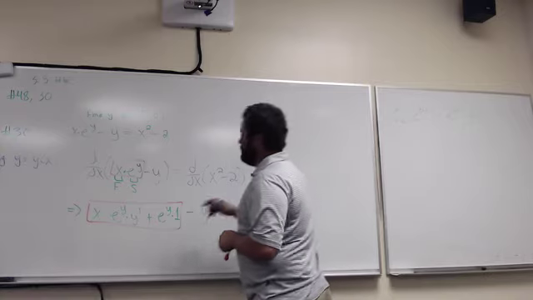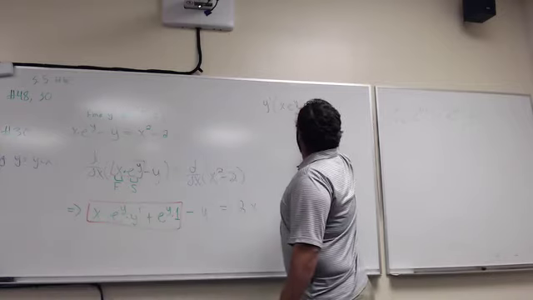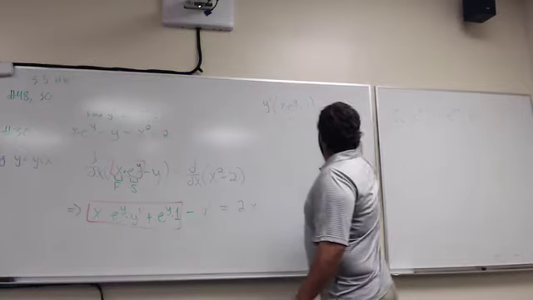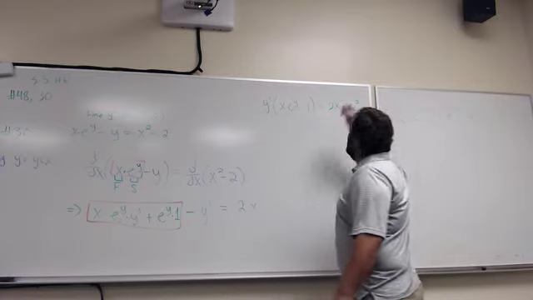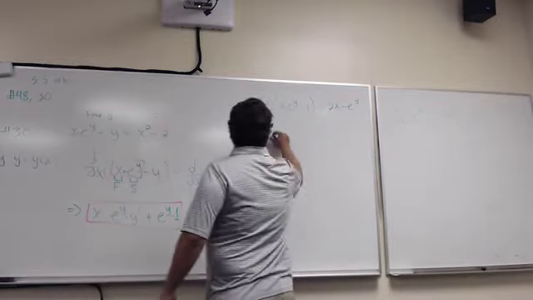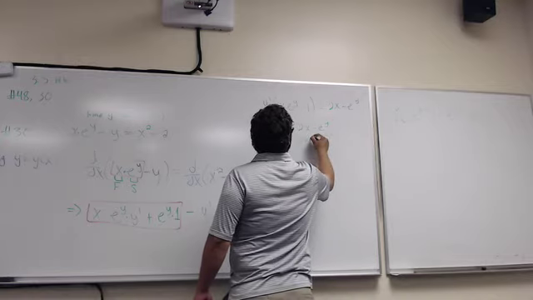That leaves me with x e to the y minus 1. And then if I subtract the e to the y to the right, we'll get 2x minus e to the y. So I skipped two steps. I moved e to the y to the right-hand side, and then on the left I factored out the y prime. And therefore y prime will equal 2x minus e to the y over x e to the y minus 1.